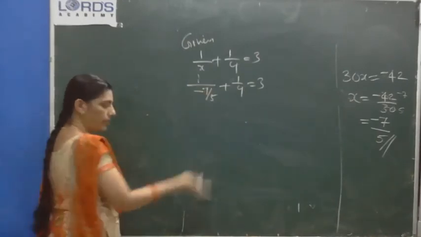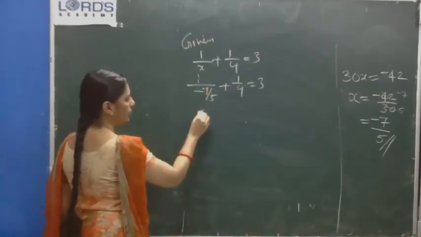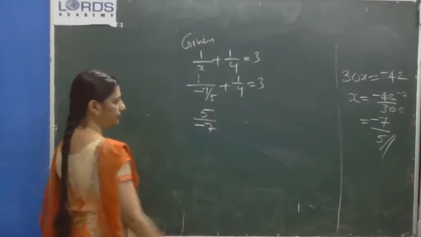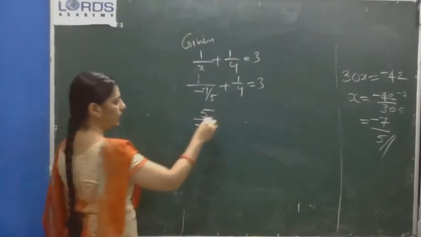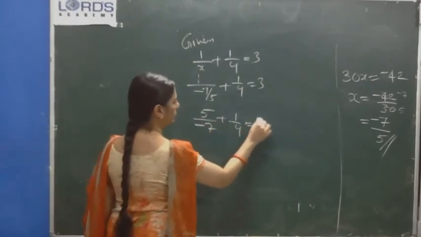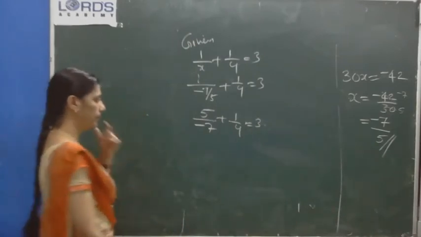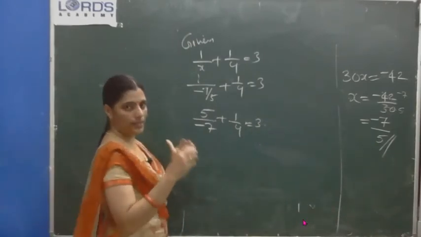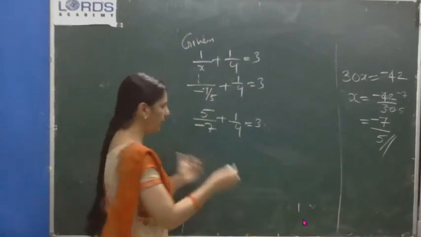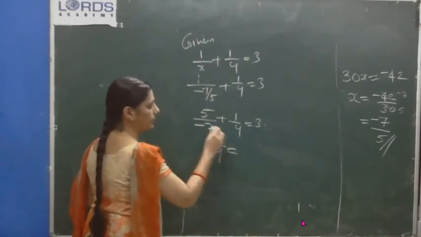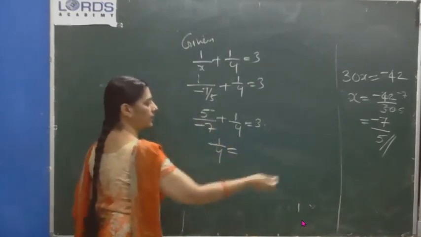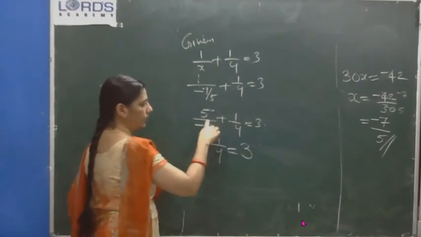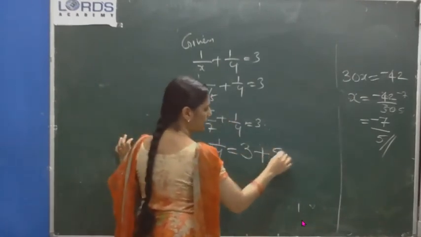One by negative 7 by 5 is its reciprocal, 5 by negative 7. Plus 1 by y equal to 3. Now, variable to one side, numbers to the other side. So, 1 by y let it be here, 5 by negative 7 let it go to the other side, 3 is here itself. So, plus 5 by 7.